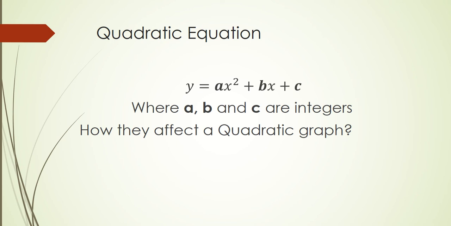First of all, you must know that quadratic equation has a 2 in the power. Whenever we have a 2 in the power, we can call it a quadratic graph. If it is power 1, we call it a linear graph. So quadratic graph is in the form of a parabola, or we can call it a curve.